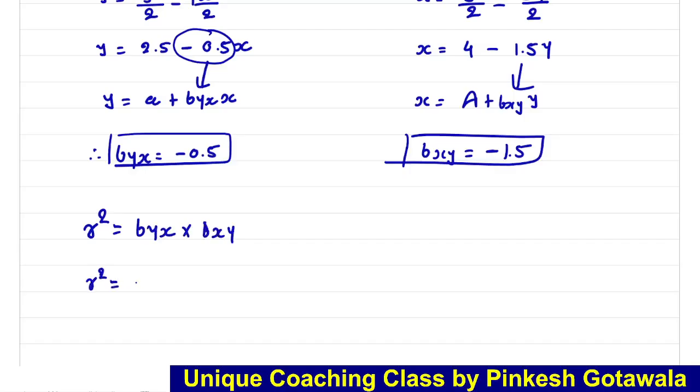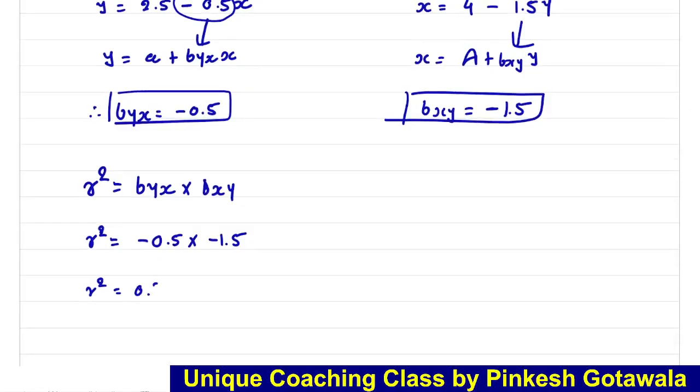So let's multiply here minus 0.5 into minus 1.5. So 0.5 into 1.5 is 0.75. And if we take a root, we get the answer 0.837. And now remember, I just told you the sign of byx, bxy and r are always the same.